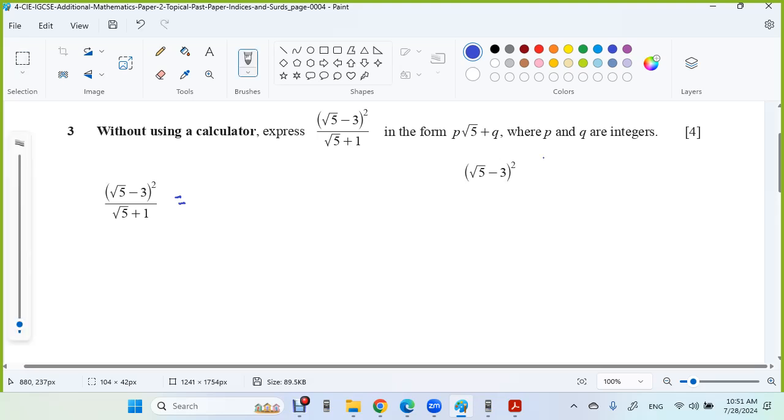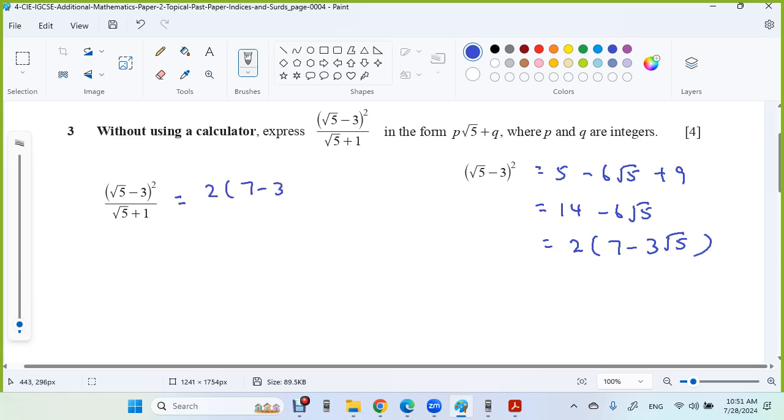So this one will be the 5 minus 6 square root 5 plus 9. Then we have the 14 minus 6 square root 5. Then we factorize the 2, 7 minus 3 square root 5. So we have the 2, 7 minus 3 square root 5, and then over the square root 5 plus 1. So we multiply with the conjugate.